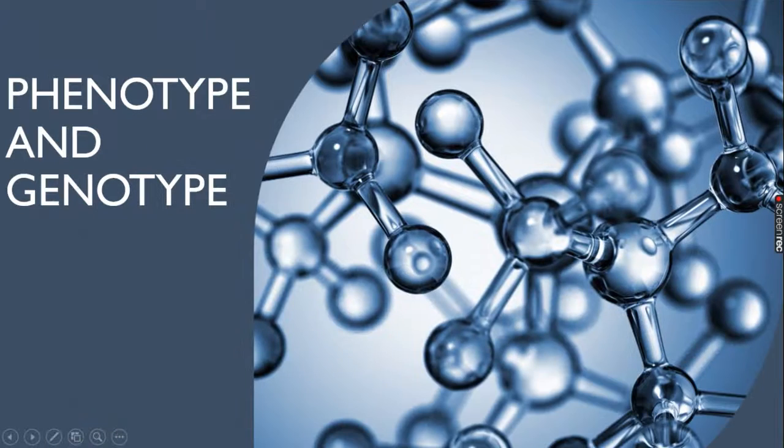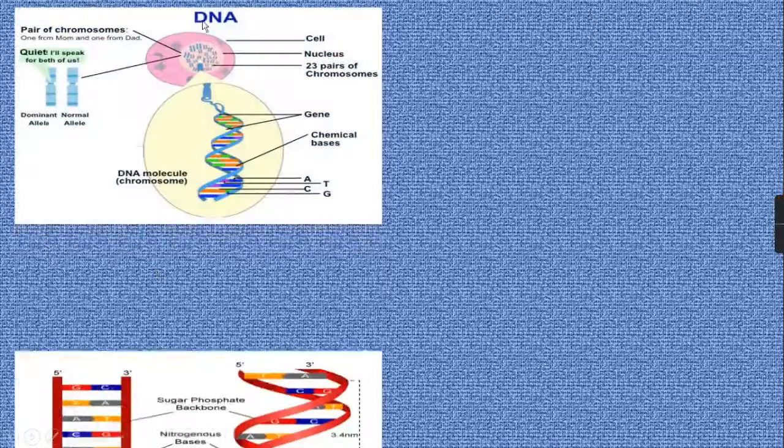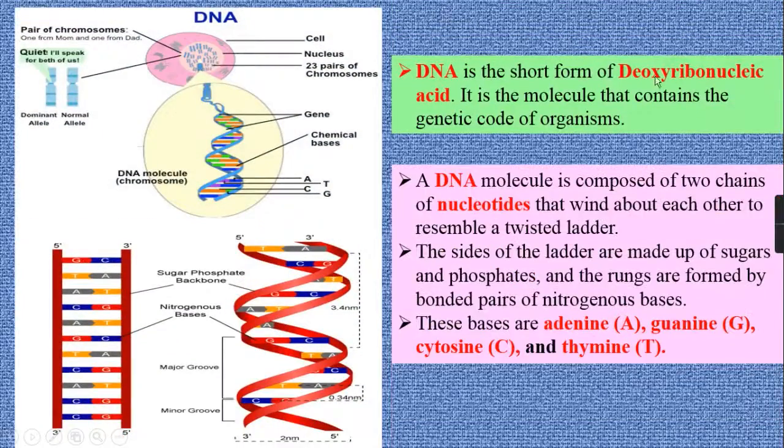Today, we are going to see about phenotype and genotype. Before saying phenotype and genotype, let's see about what DNA and gene are. DNA is the short form of deoxyribonucleic acid, and it is a molecule that contains the genetic code of organisms.